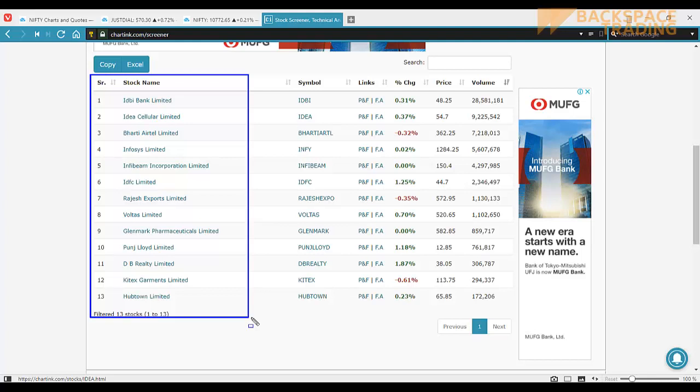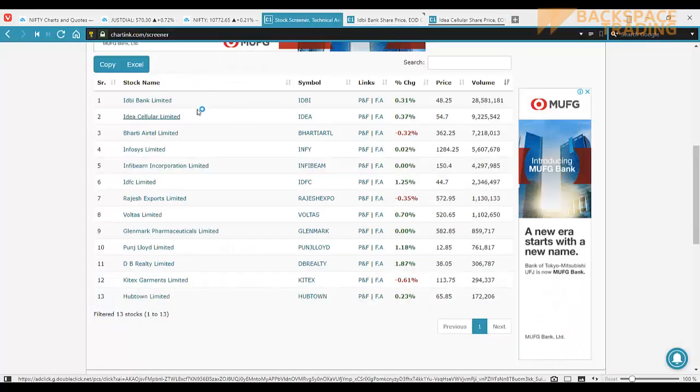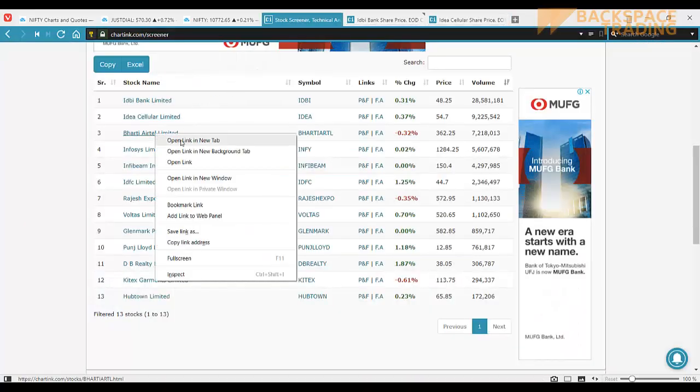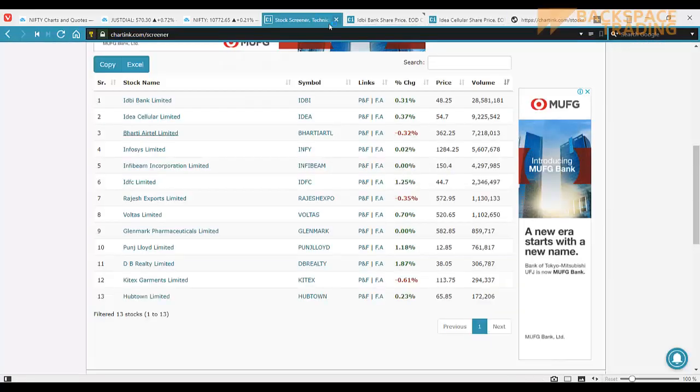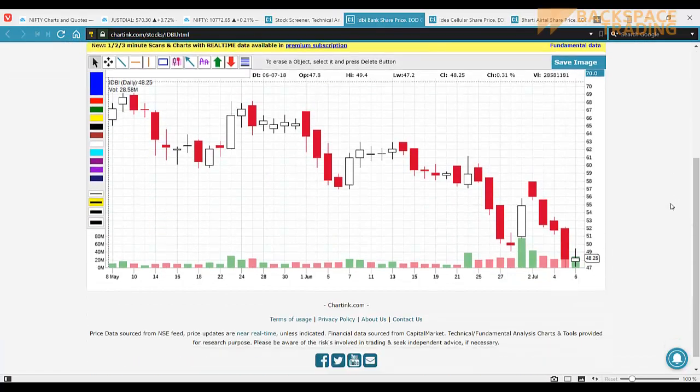Okay. I'm gonna pick open in a new tab. Open in a new tab. I'm sorry, what the heck is happening? Open in a new tab. Right. So here let us just see.